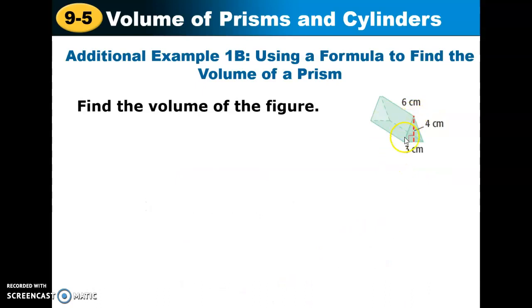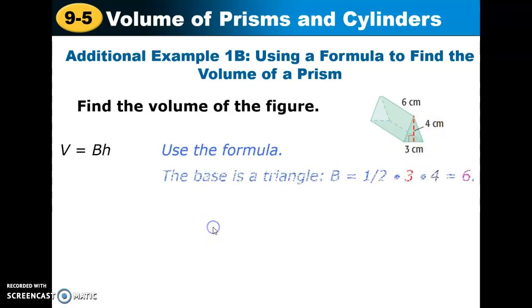All right, next we have a triangular prism. Here's the triangle. That's our base, okay? And our height is 6 centimeters. So to find the area of the triangle, we're going to take the formula of 1/2 base times height. And that would be 1/2 times 3 times 4. What's half of 12? 6. So the triangular base is 6 centimeters squared.